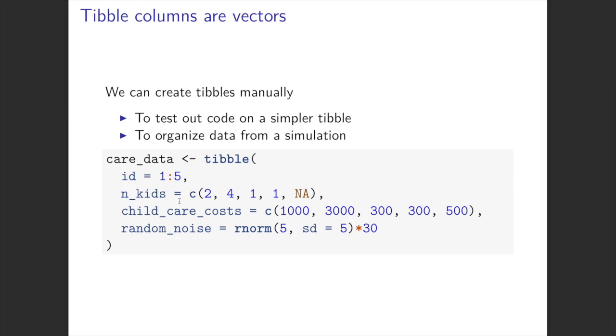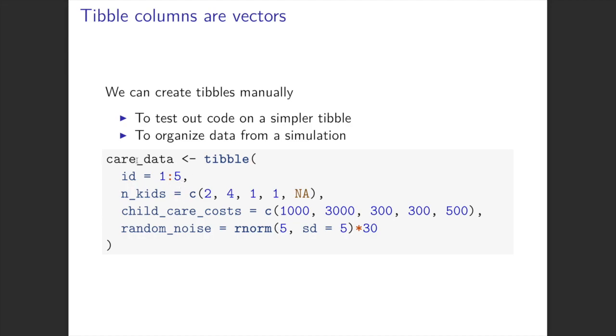So a lot of this vector stuff should feel familiar because it's reminiscent of what we did with dplyr verbs. And that's because tibble columns are vectors. This means we can create tibbles manually, which is going to be very useful if you want to test out something. It's always better to test things out on simple, easy to understand data, or if you want to organize your data from a simulation.